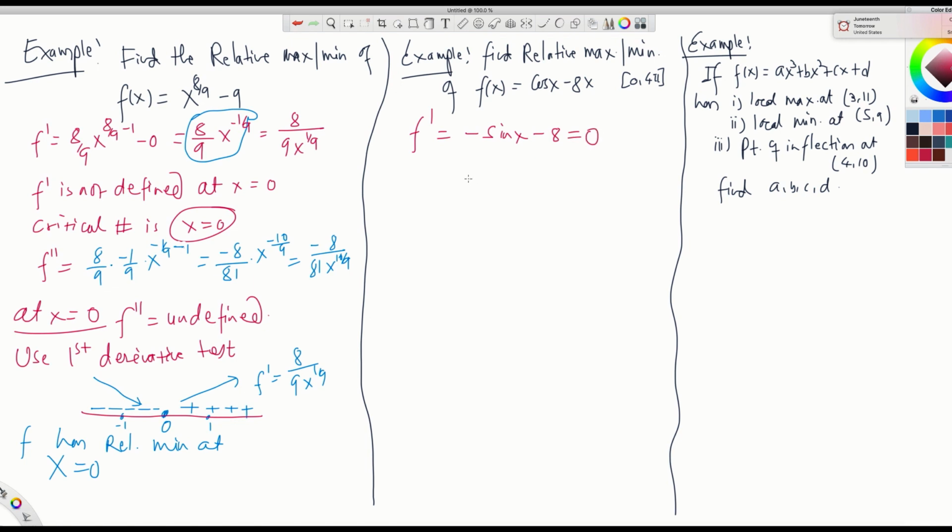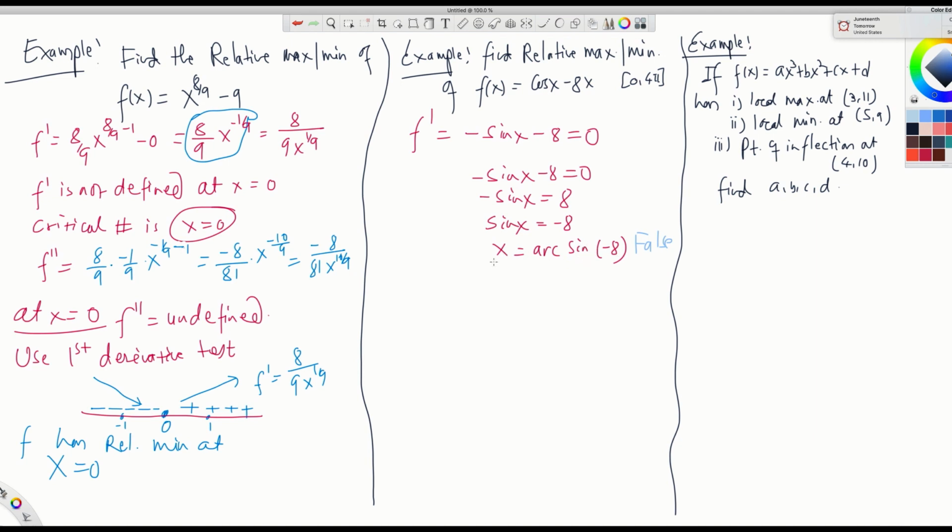Set that equal to 0, you will get negative sine x minus 8 equals 0. So negative sine x equals 8. I added 8 on both sides. So what is sine x? It is negative 8, right? So what is x? It will be arc sine of negative 8. Oh, this is not true because this is false, right? Because sine cannot be negative 8. Sine will be between negative 1 and positive 1. So it is not possible to happen.